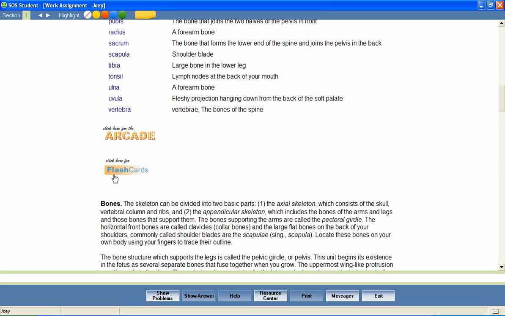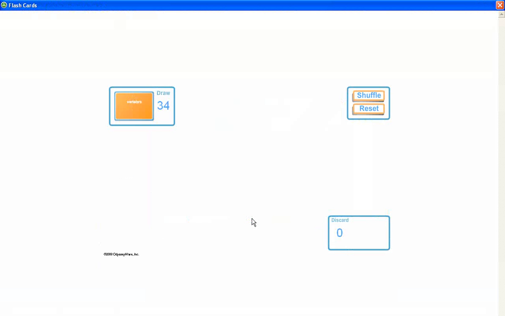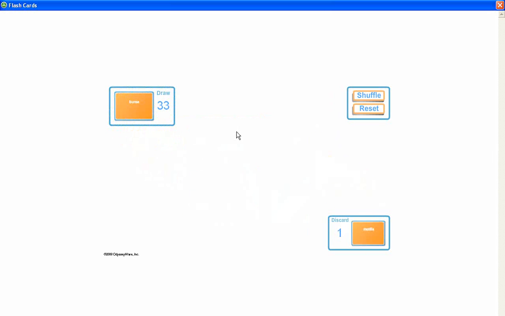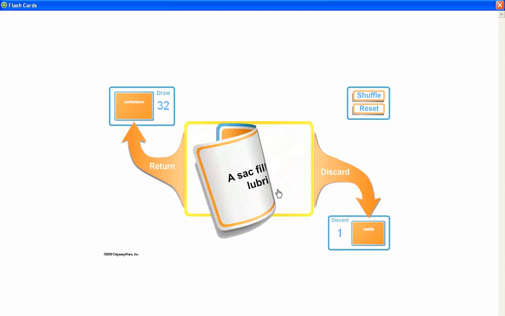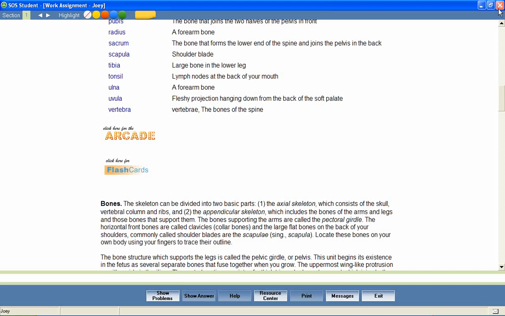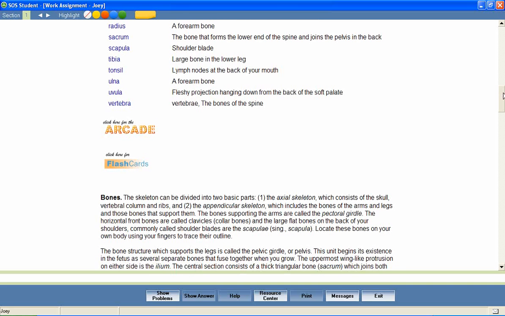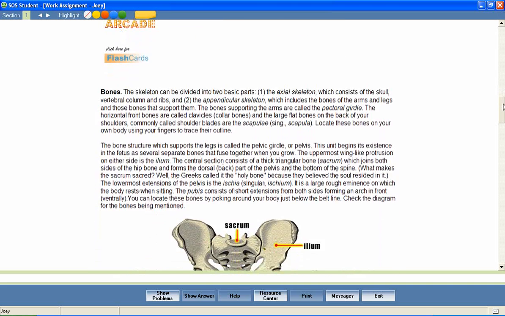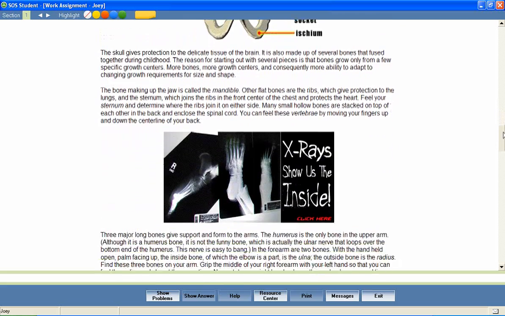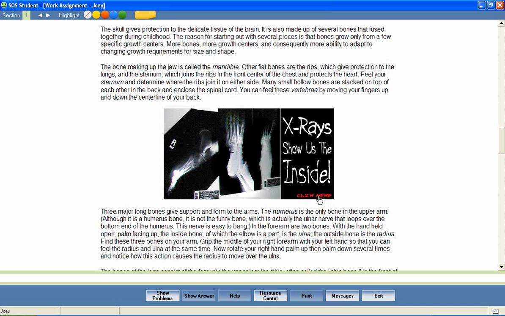Flashcards allows students to easily review the words and their definitions. After this introductory material, your students then move independently through the lesson, reading the text-based instruction and utilizing the multimedia features that have been provided.